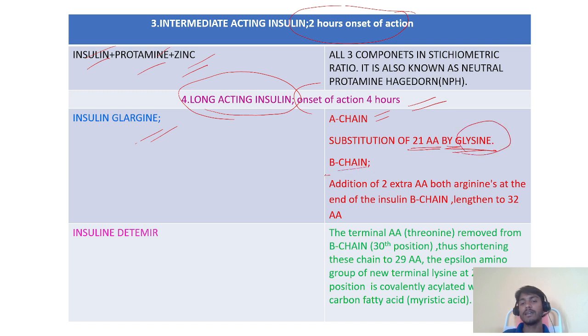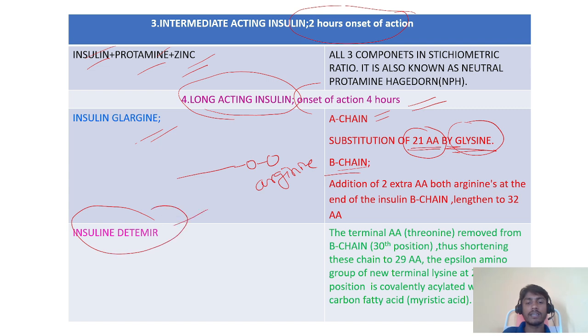Next, in the B chain, addition of 2 extra amino acids, both arginines, at the end of the insulin B chain, lengthened to 32. So in the B chain, at this end we are adding 2 extra amino acids, that is arginine, along with the 21st amino acid of the A chain being substituted by glycine. So that is insulin glargine.